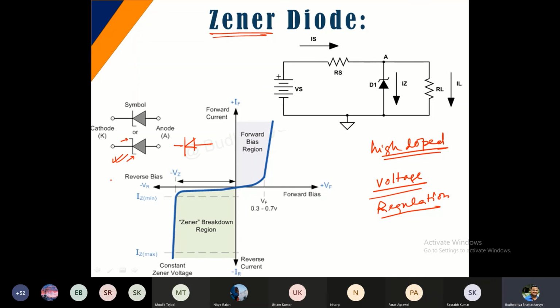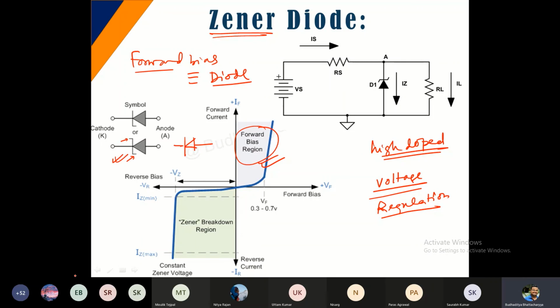Here it is bent over, that's the only difference. Please make a note that when a Zener diode is used in forward bias condition, it is the same as a normal diode. No change. In this IV characteristic, the forward bias region is the same as that of the normal diode. The interesting part comes in the reverse bias condition.